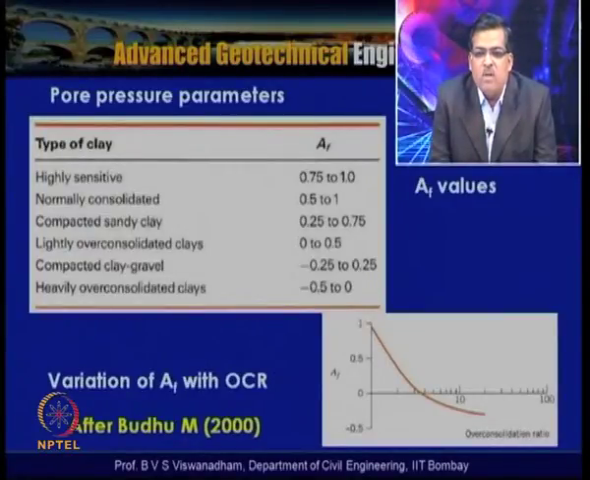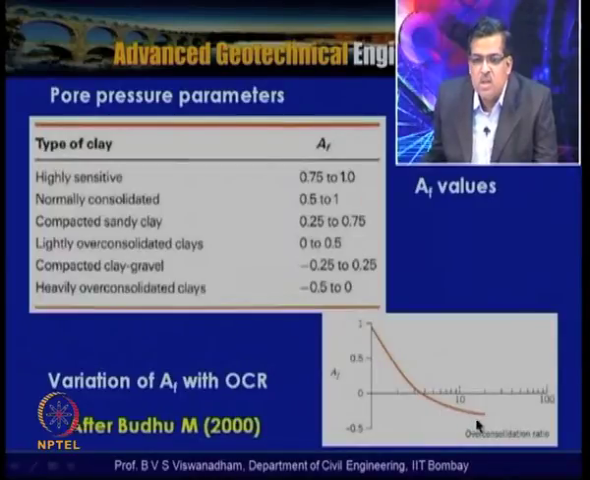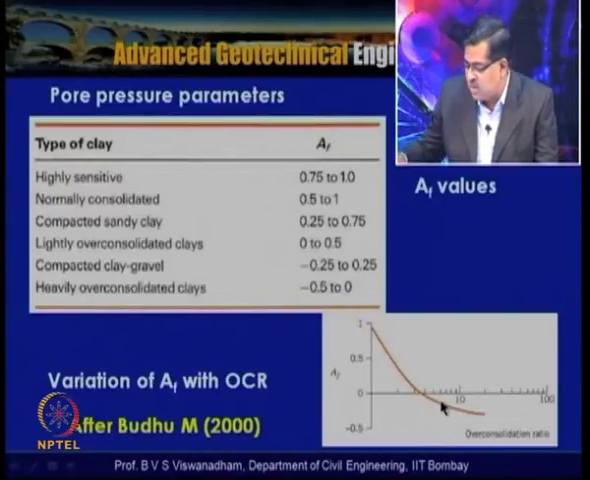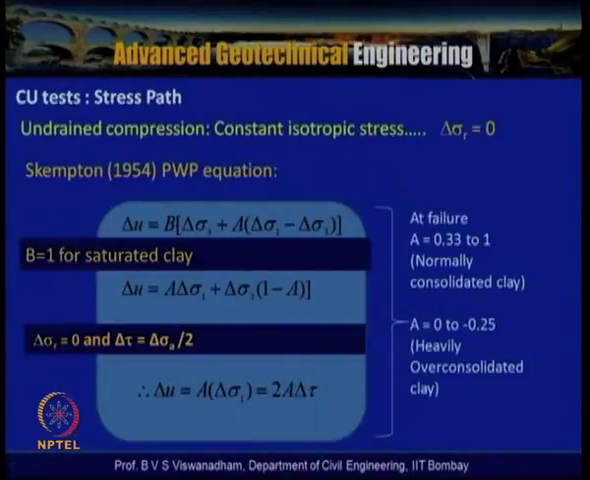So when you have an OCR value of more than 3, the A f value will be negative. That is the discussion we had earlier. This is because of the negative pore water pressure development which takes place during shear in the case of over consolidated or densely deposited soils.